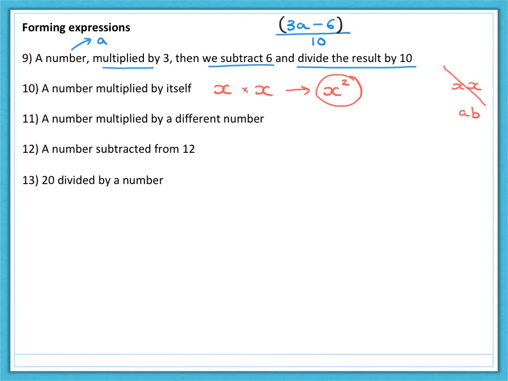So number 11, a number multiplied by a different number. Well, if I call my numbers a and b, a times b, the best answer is ab here.